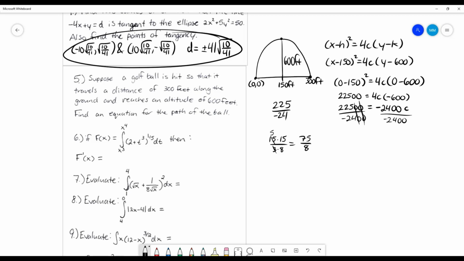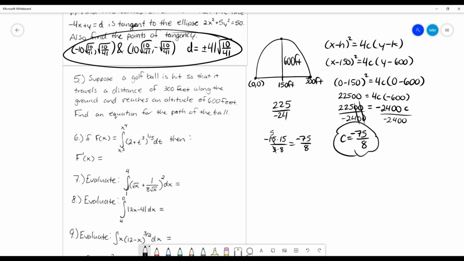And I actually don't think I can reduce that any further. Yeah, because this doesn't share any factors. So our c value is going to be 75 eighths. Or, sorry, negative 75 eighths. I lost my negative. Don't do that.